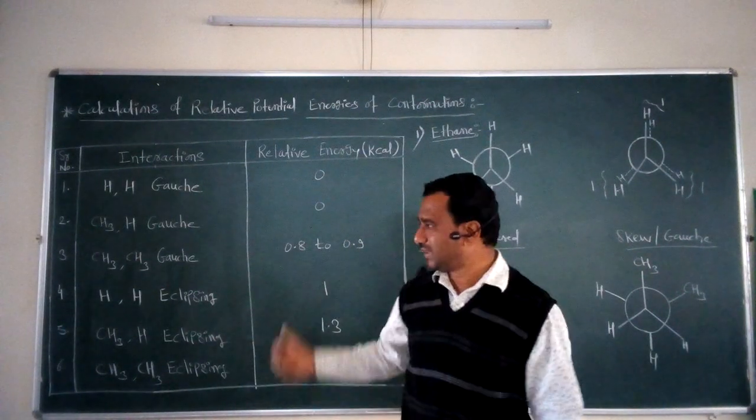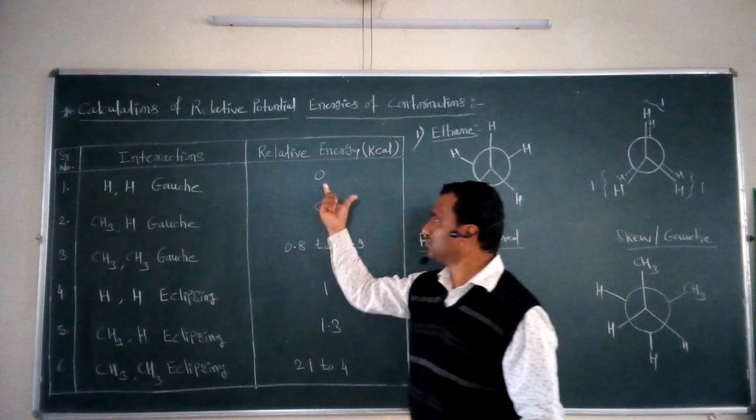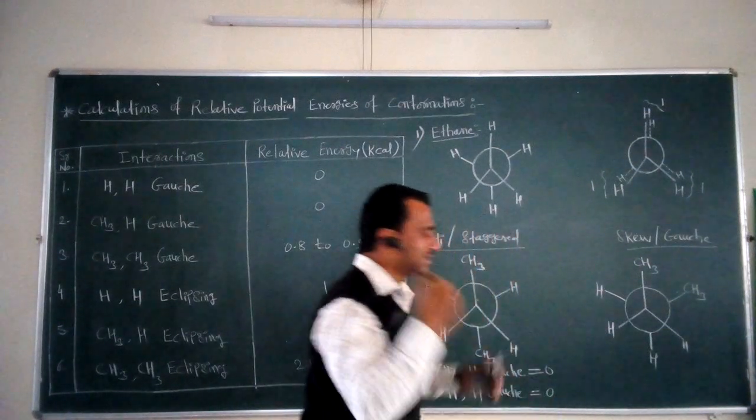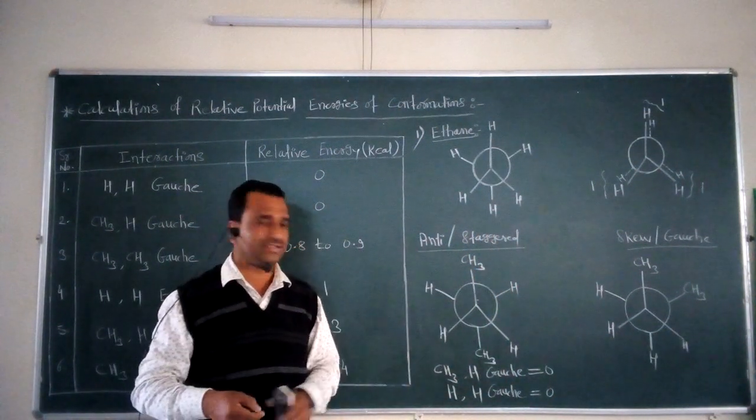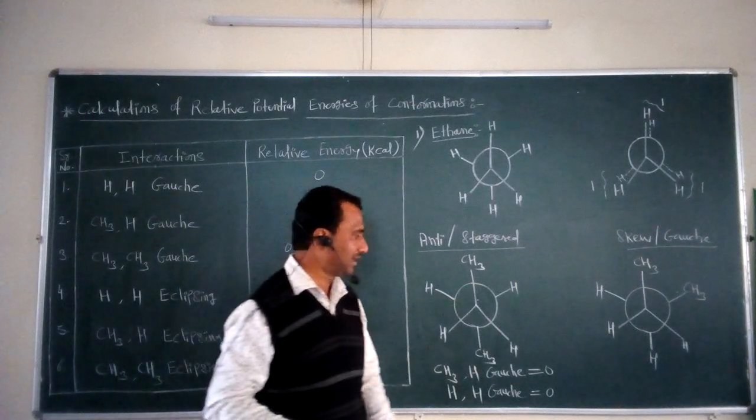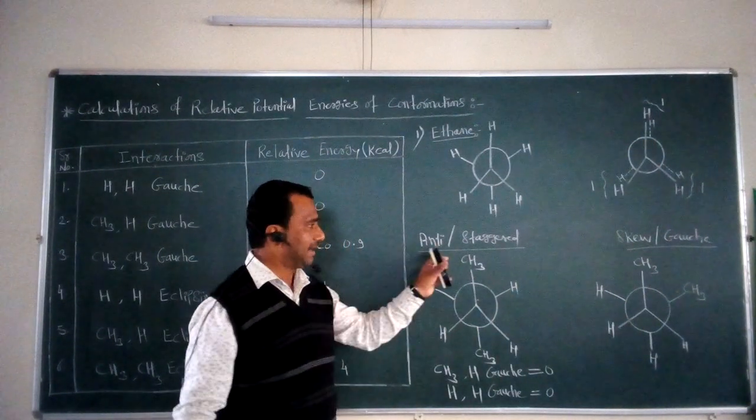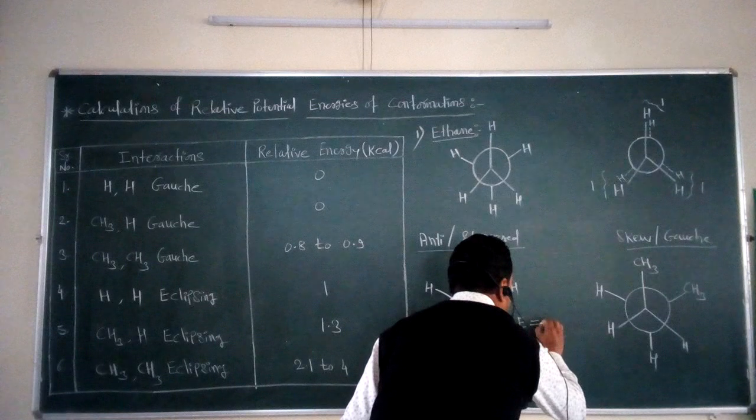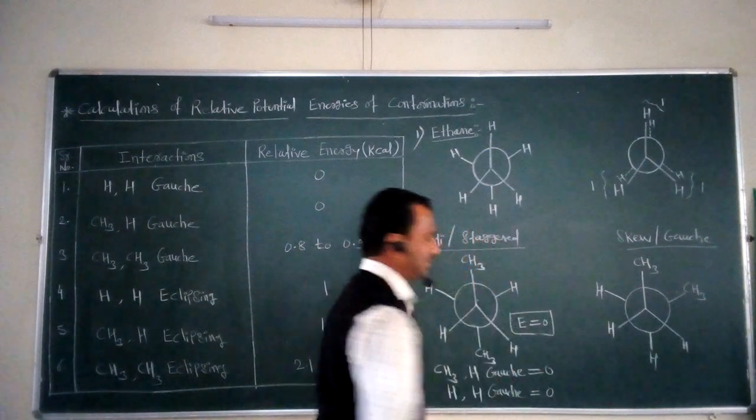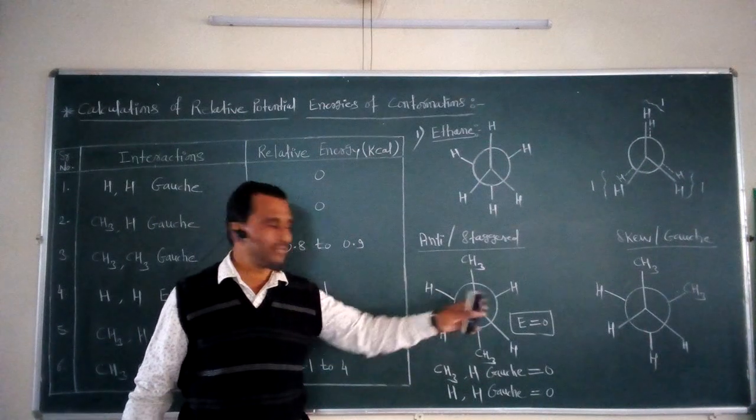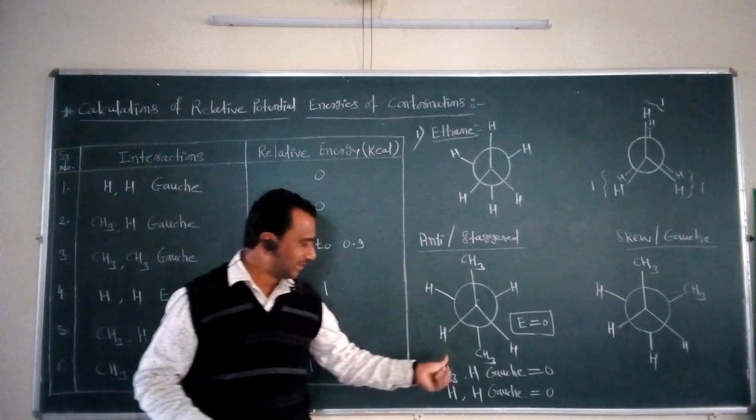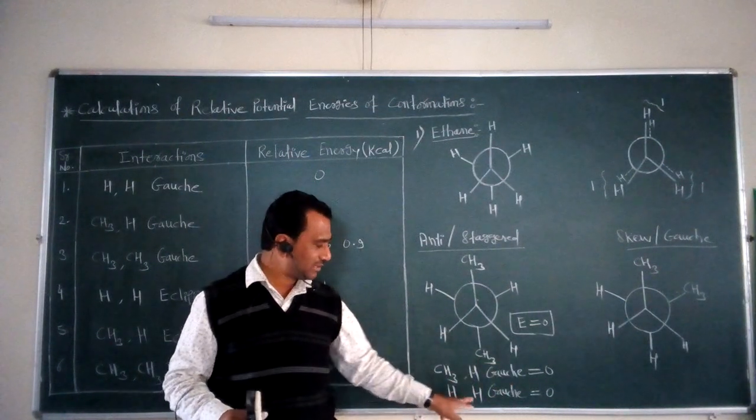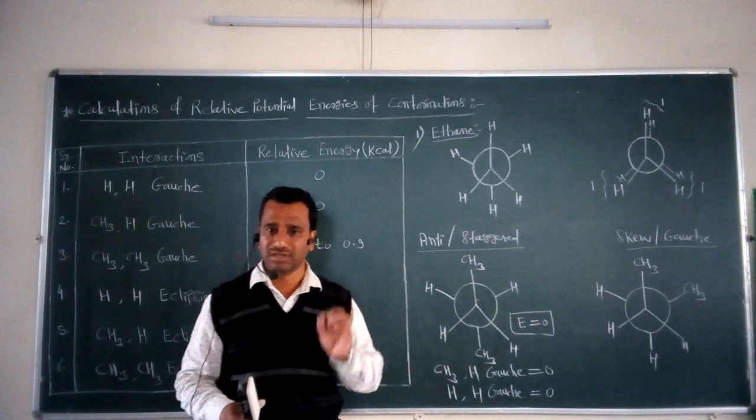Again, if you look in this table, the hydrogen-hydrogen gauche interaction is again equal to 0. So its contribution is 0, and if we add both these interaction contributions, we can say that the total energy for this anti or staggered conformation is equal to 0. This is due to the methyl-hydrogen gauche contribution being 0, as well as the hydrogen-hydrogen gauche interaction contribution again being 0.